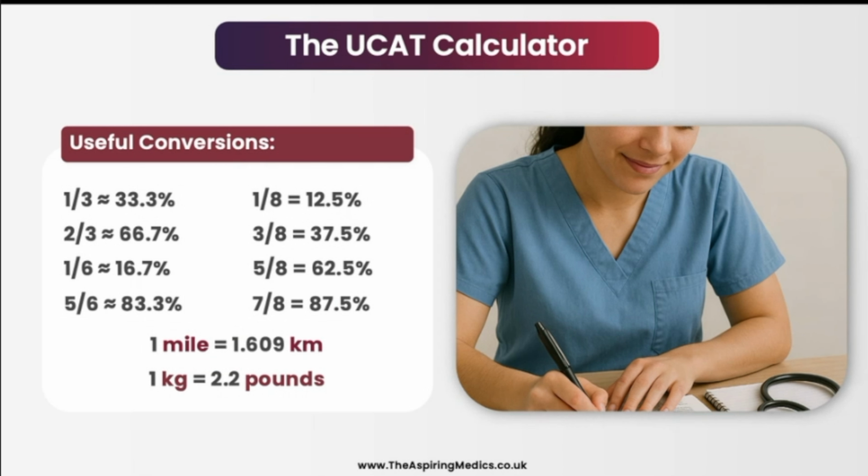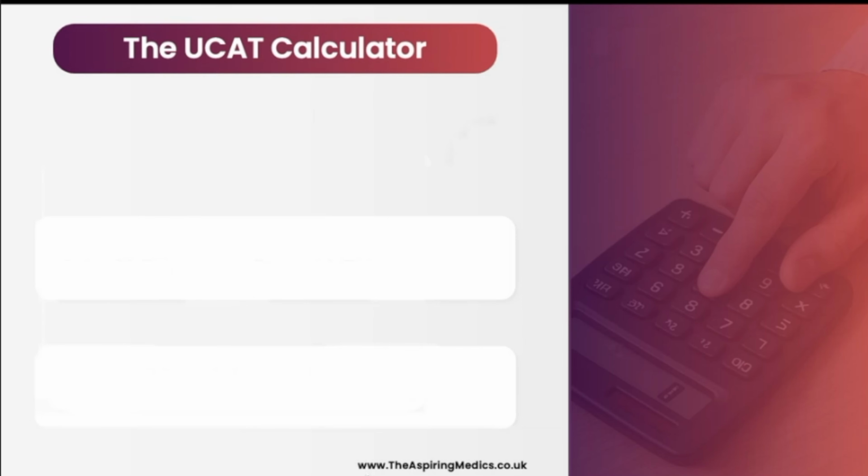Some useful conversions. I'm sure you guys know most of the fractions ones. Then other ones that are important are miles to kilometers. That one people might not know. 1 mile is 1.609 kilometers and 1 kg is 2.2 pounds. They like to use miles and pounds in the quantitative reasoning exams to sort of confuse you because we're metric.